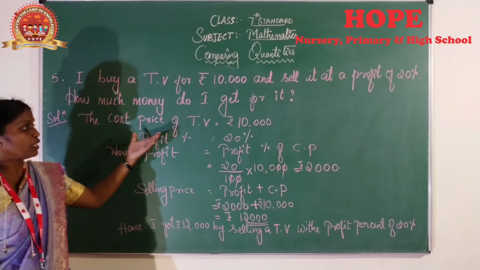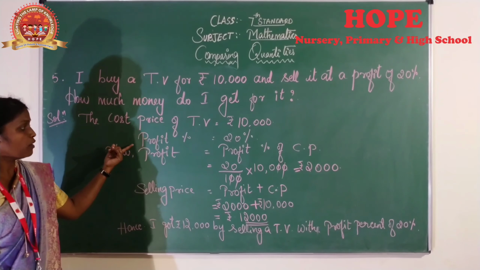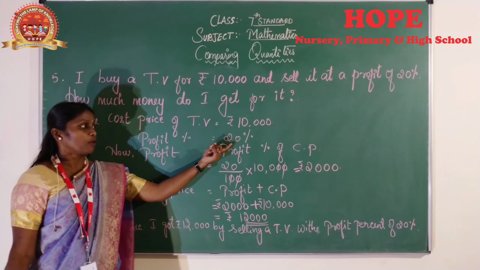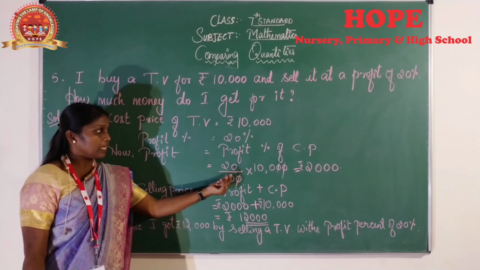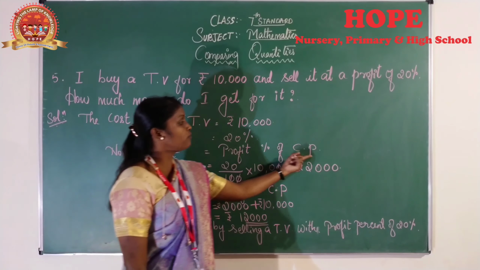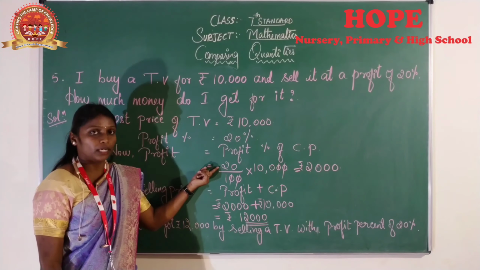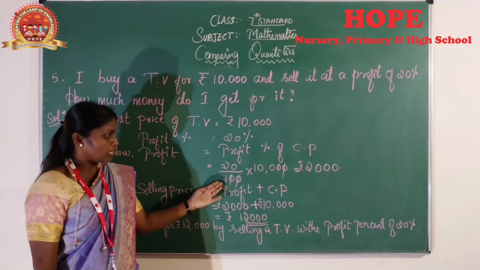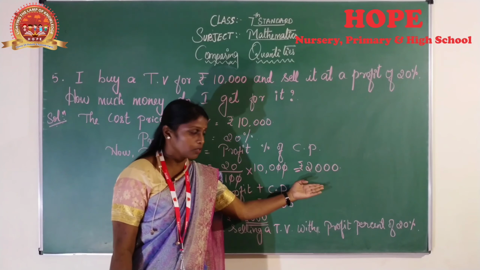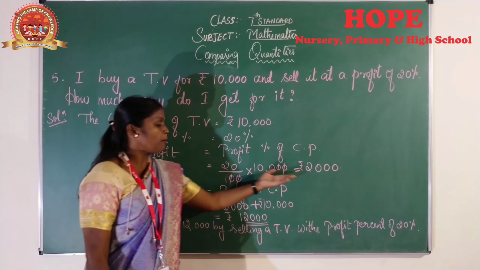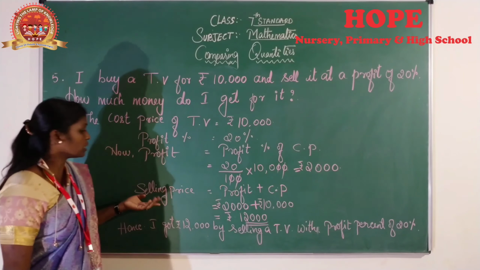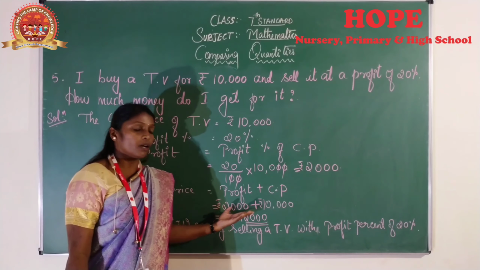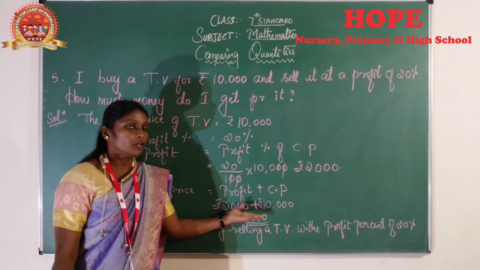Okay. So the cost price of a TV is rupees 10,000 and the profit percentage is 20%. You have to find out the profit amount when the profit percentage is given. For that, to calculate, profit percent of CP. So profit percent you are taking in this way, 20 by 100 into 10,000. 0, 0 and 0, 0 cancel out. 20 into 100 is nothing but 2,000 rupees. So there is a profit amount of 2,000 rupees. So selling price is equal to profit plus CP. So that will be equal to how much? 2,000 plus 10,000, which is equal to 12,000 rupees.